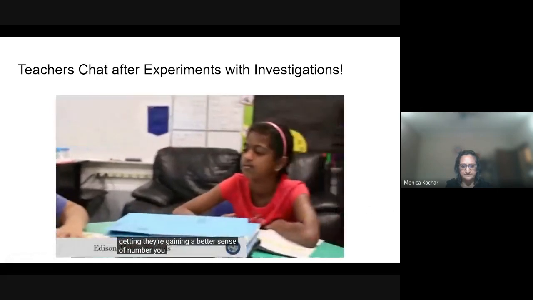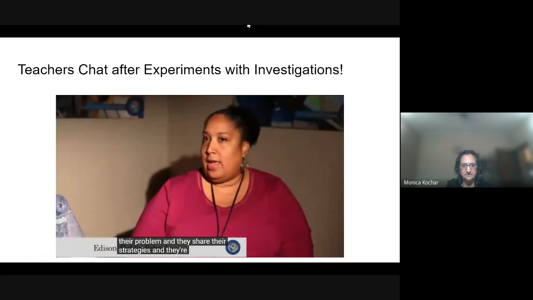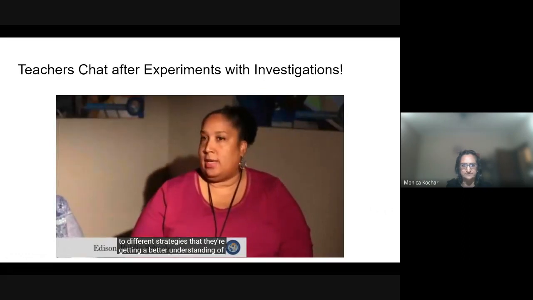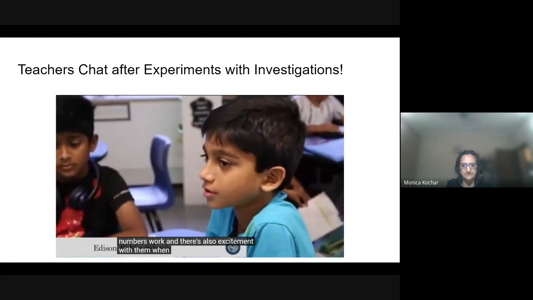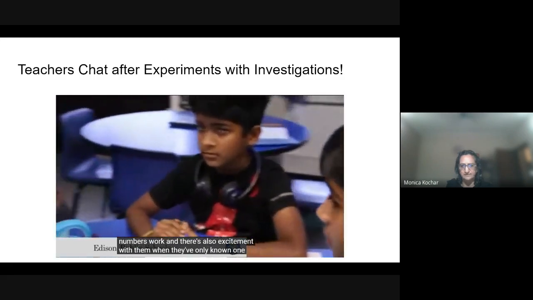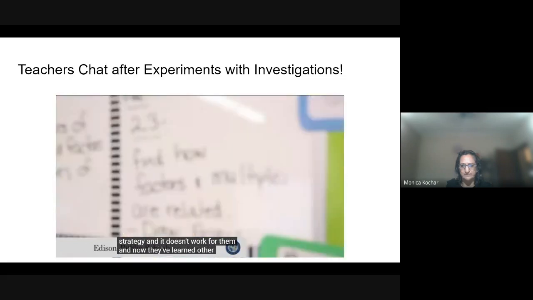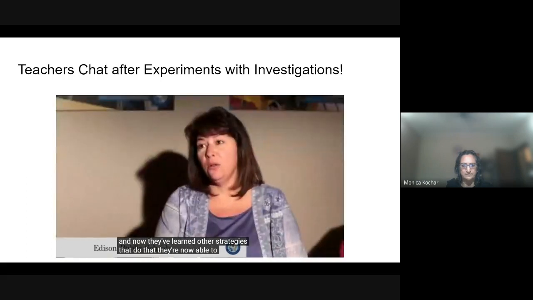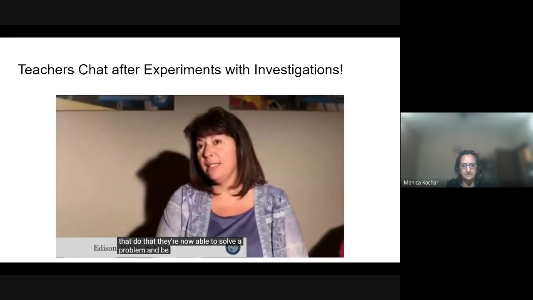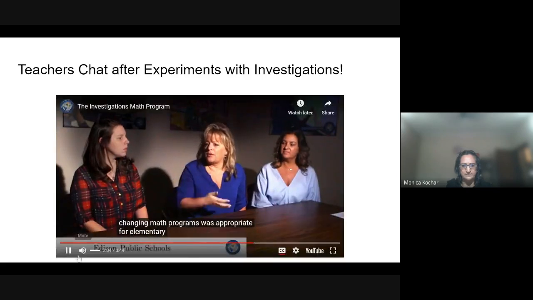Sense of number, as they work through their problem and they share their strategies, and they're becoming exposed to different strategies, they're getting a better understanding of how numbers work. And there's also excitement with them when they've only known one strategy and it doesn't work for them. And now they've learned other strategies that do, that they're now able to solve a problem and be successful. Changing math programs was appropriate for elementary.